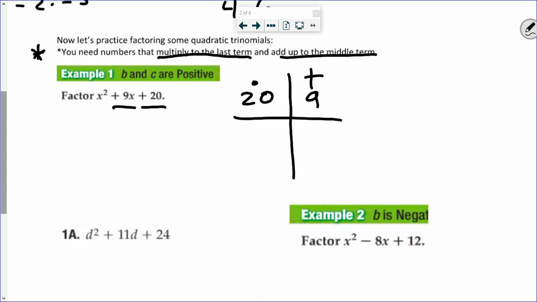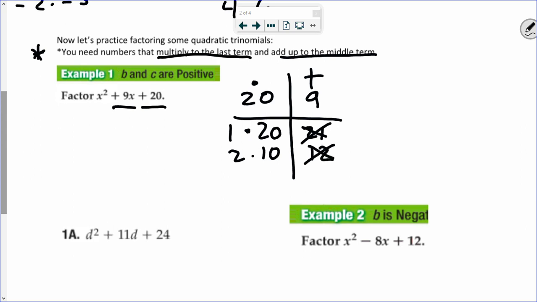So some of you immediately you see the numbers that multiply to 20 and add to 9. And great. If you see the factors of 20 that add to 9, wonderful. If you don't, make a list. Okay, make a list of the factors of 20. Well, I know 1 times 20. Those are factors. But 1 plus 20 is 21. So those don't work. I know 2 times 10 is 20. What's 2 plus 10? That's 12.